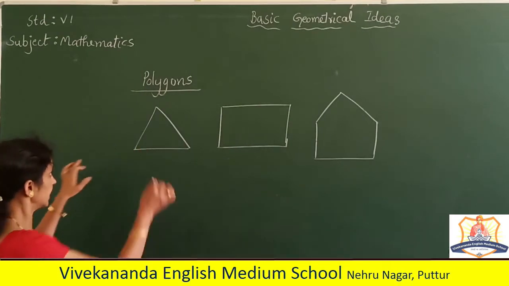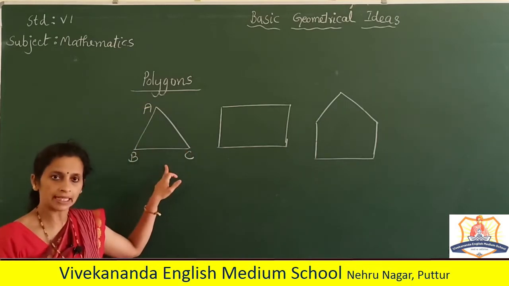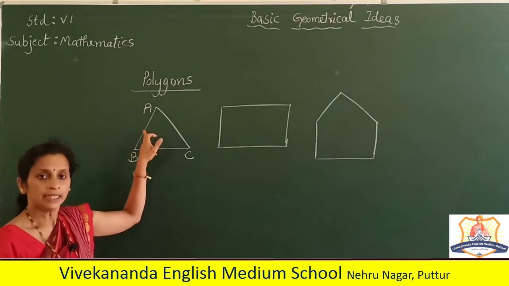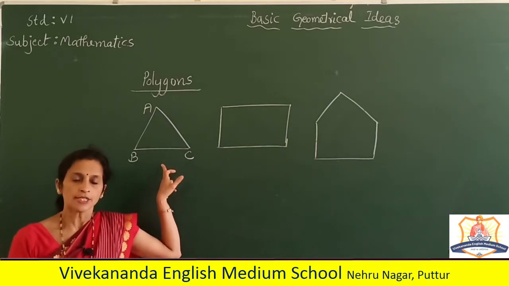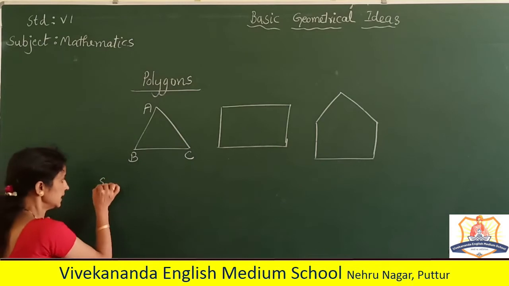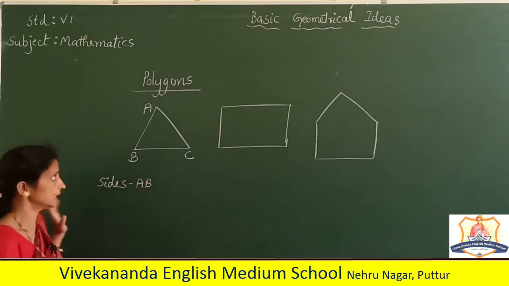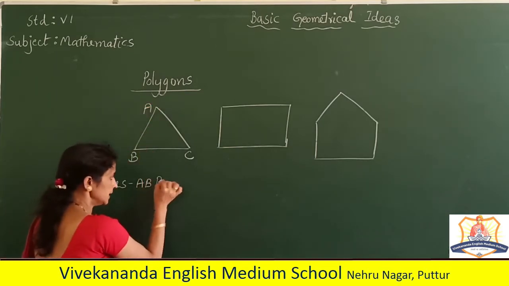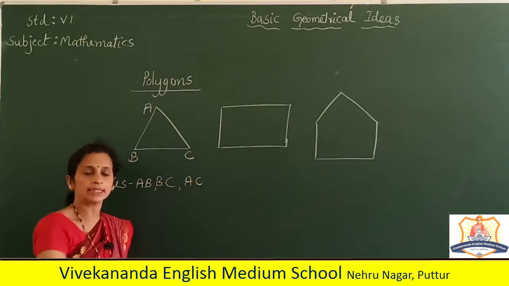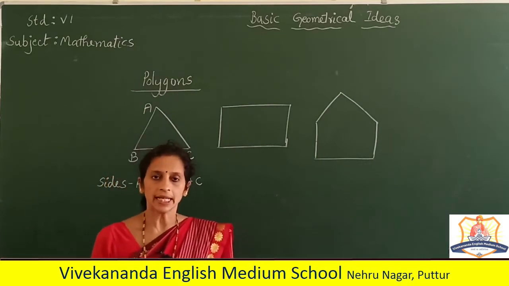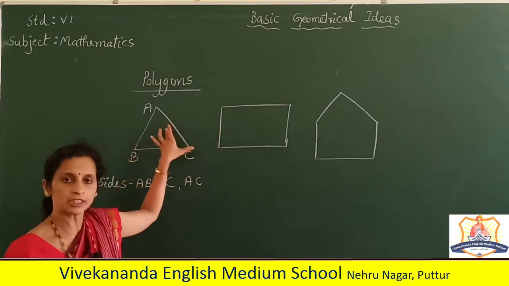Let us call this triangle by the name ABC. ABC is the triangle in which we can see three lines, and we call these 3 lines the sides. So which are the sides? AB, we name it like this, AB. Then BC is another side and AC is the third side. So what is a side? A side is a line segment bounded by the polygon. So there are 3 sides for a triangle.